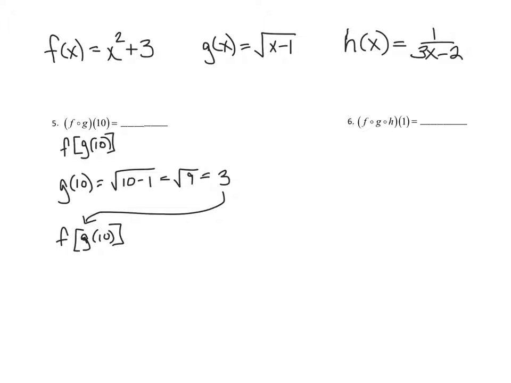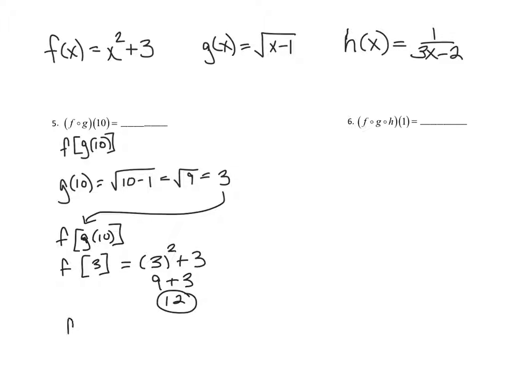Now remember, we just found that g of 10 is the number 3. So we're going to take 3 and plug it straight into f of x. Now if you remember, our function f of x is x squared plus 3. But instead of our x, we replace it with 3. So that gives us 3 squared is 9, and 9 plus 3 is 12. So my answer is 12.